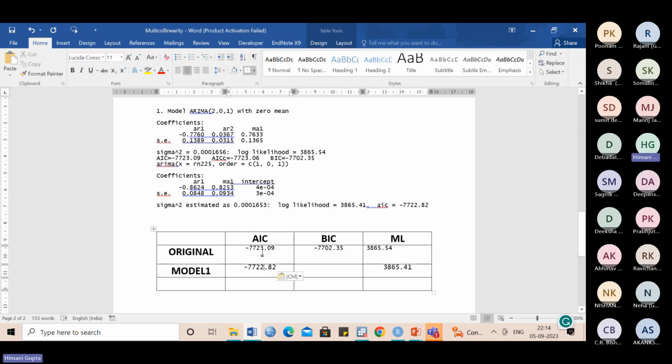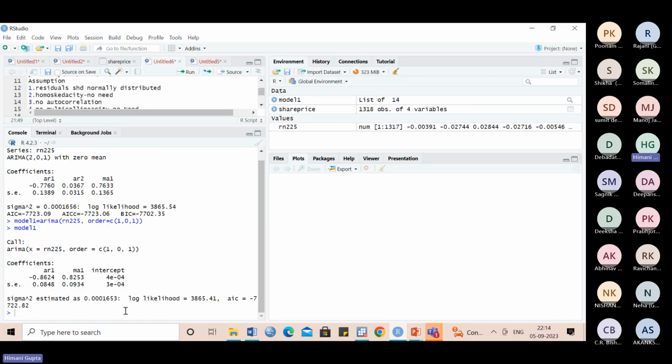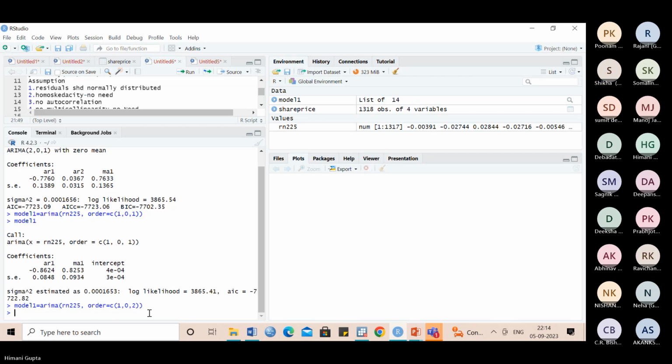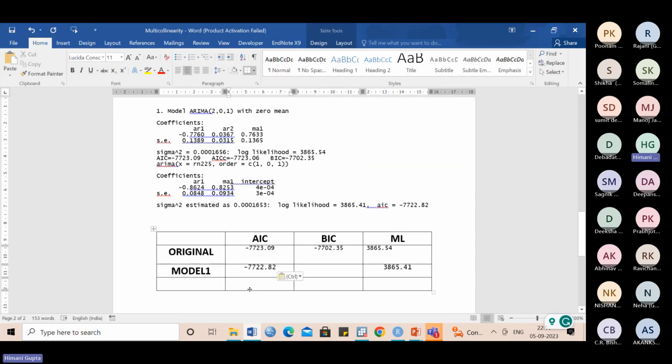So similarly, you have to create other models also. For example, I am creating one more model, 102. Excuse me, ma'am, I have a doubt. For AIC, we have to choose the maximum or minimum? Minimum. What we have taken? We have taken maximum. Yes, we have taken maximum. This is my minimum, so the minimum over here would be original. And over here also, this is the maximum. So what we can say is, in both the cases, original is the best model.